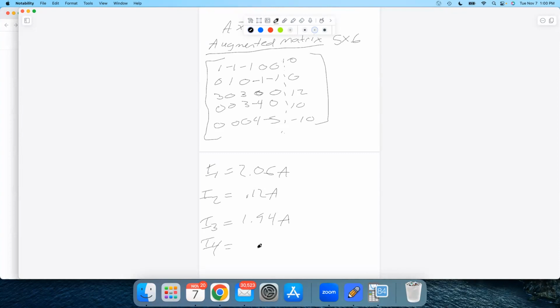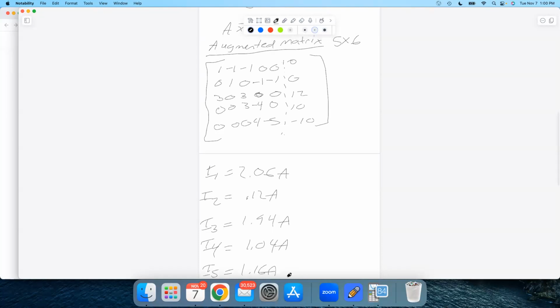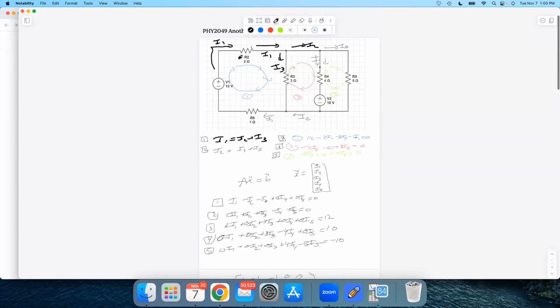Notice when I get to I4 here, I'm not even going to bother writing that negative. Notice I put amps on all these. Now, what I might want to do next is find out the voltage drop again across each of these resistors. How do I do that?